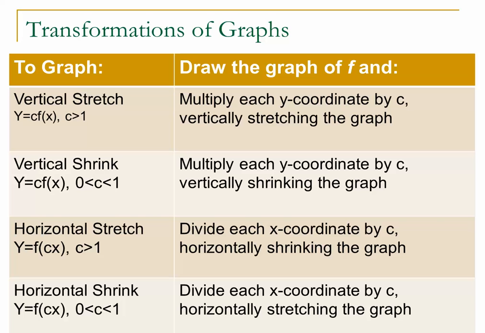The only other two that we address here are vertical stretching and shrinking and horizontal stretching and shrinking. So for vertical stretching, you're going to have a multiplier. So c times some function. Where c is bigger than 1, you're multiplying the y coordinates by c. So the x coordinates are staying put, the y coordinates are getting multiplied. When that c value is between 0 and 1, that's going to be a shrinking.